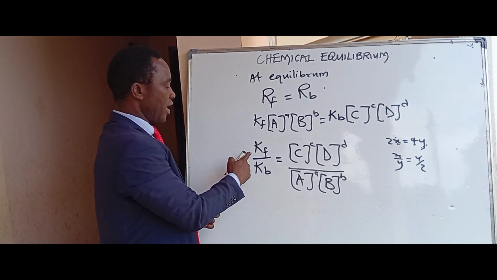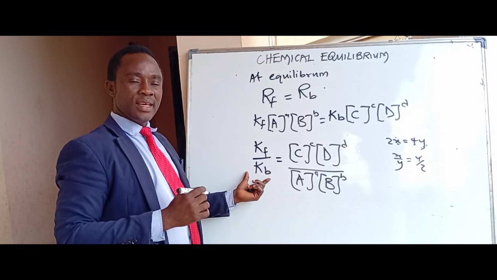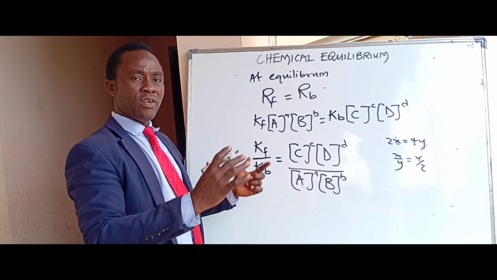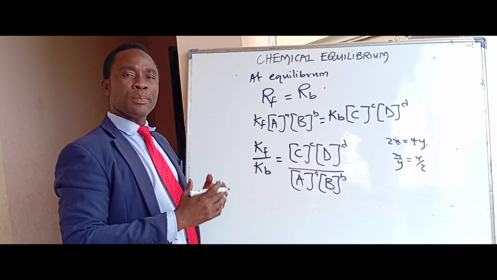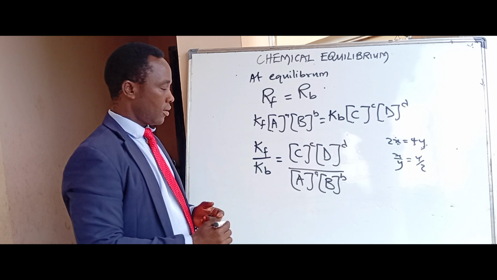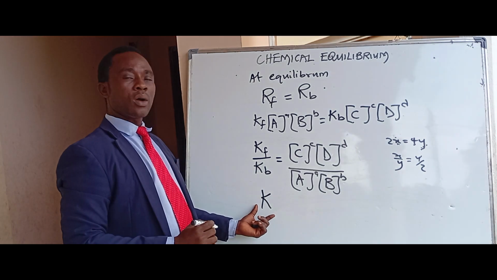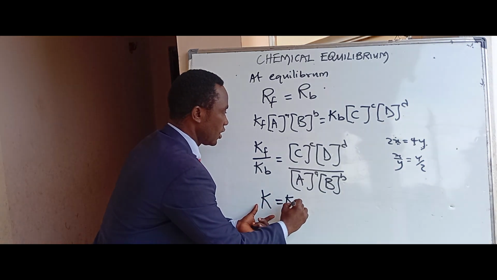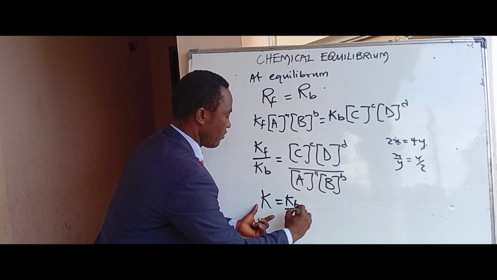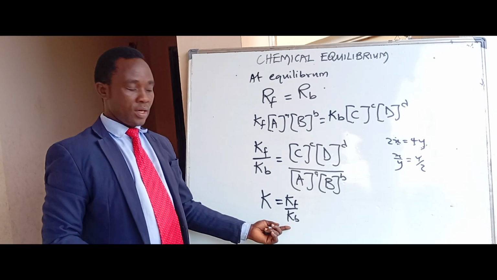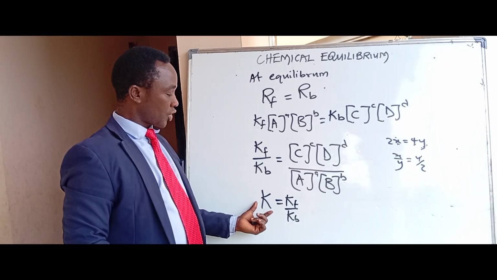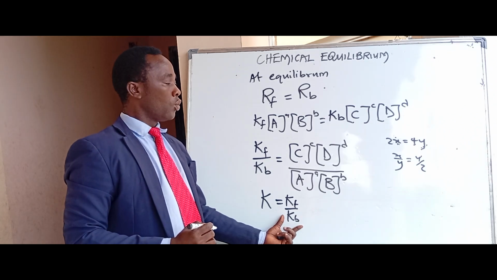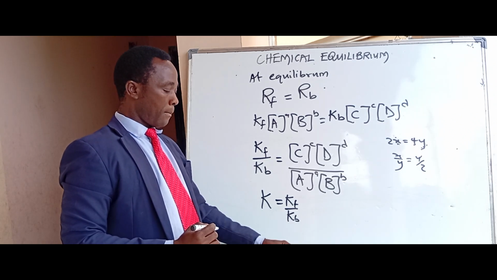Now, this Kf over Kb is the overall equilibrium constant of the reaction. We represent it with capital K. That means capital K, the equilibrium constant of the reaction, or the overall equilibrium constant, is equal to Kf divided by Kb. That means the equilibrium constant for the forward reaction divided by Kb, the equilibrium constant for the backward reaction.